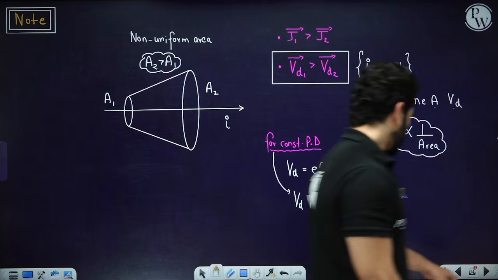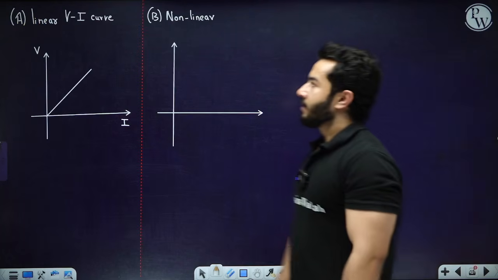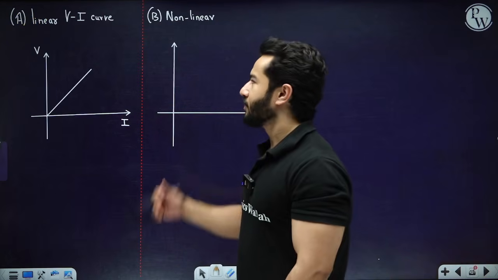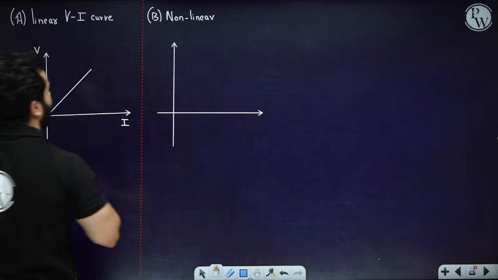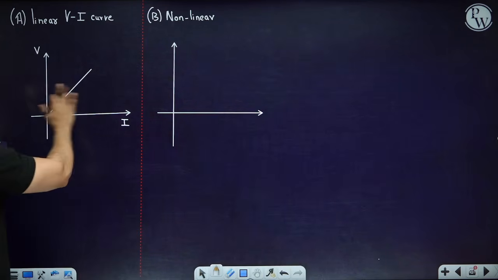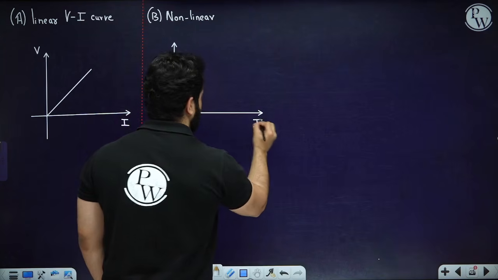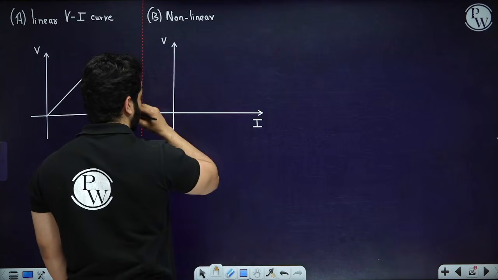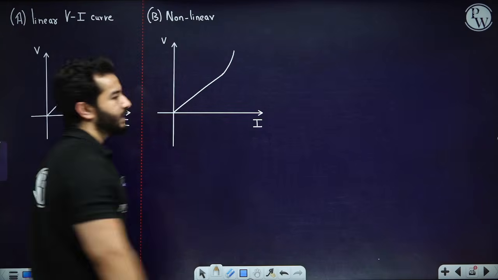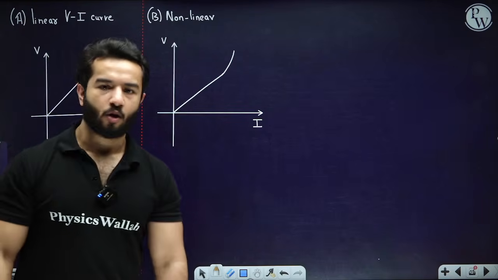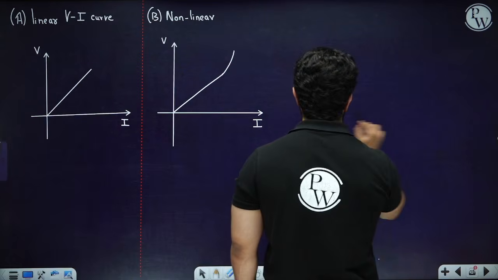Now let's move on and see some more curves. First one is the linear VI curve that we often see, right? Now see, even at really high temperatures, like for example, if this is at low potential, but at really high voltages, let's say this is I, this is V, something like this can also happen. So this is a non-linear behavior. Also, you can have non-linear behavior of semiconductors.